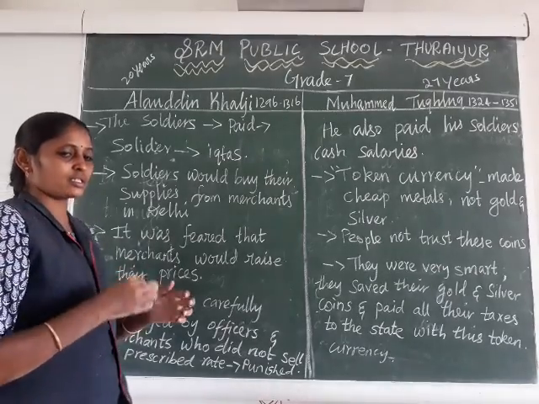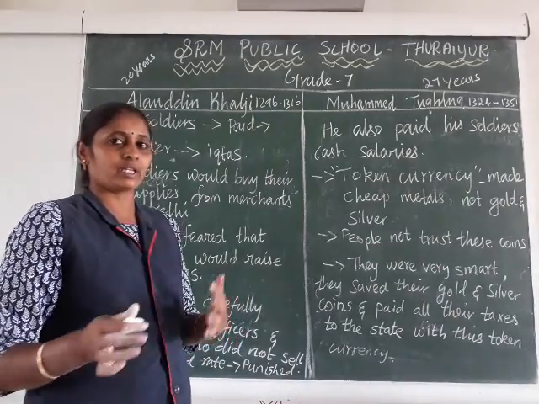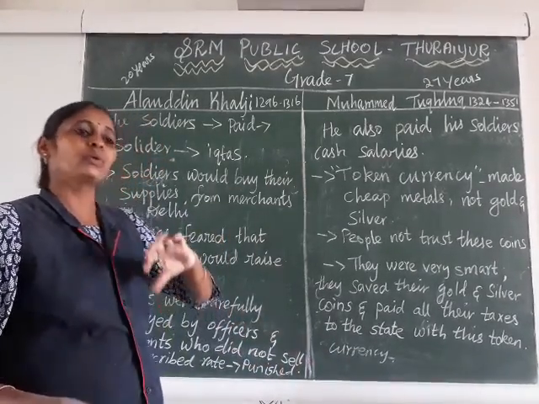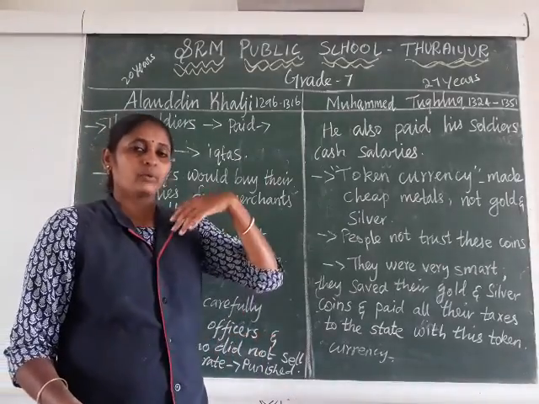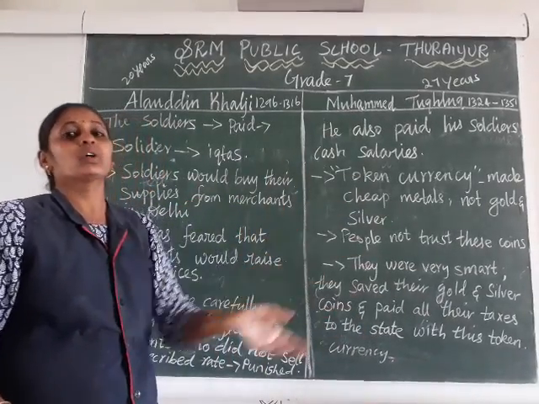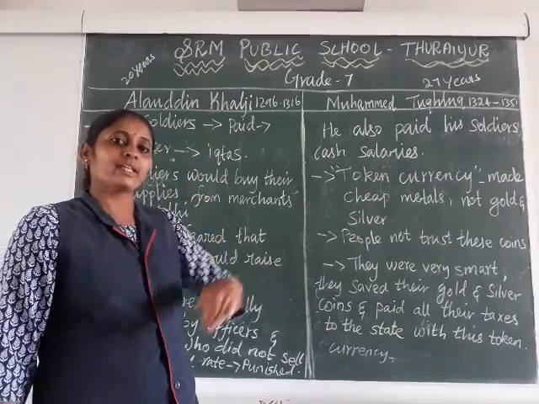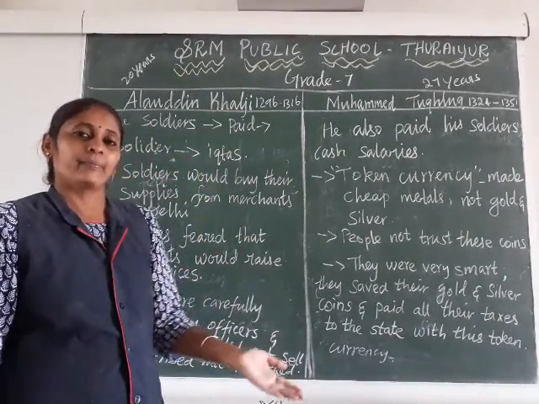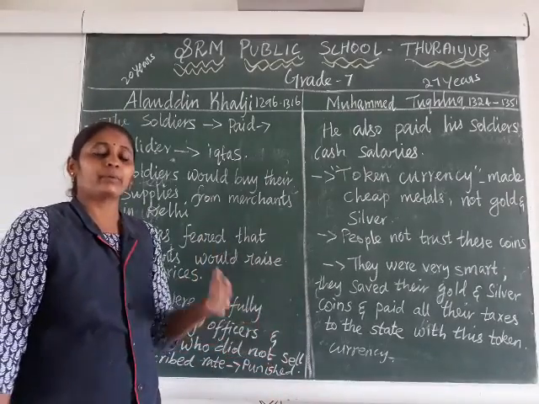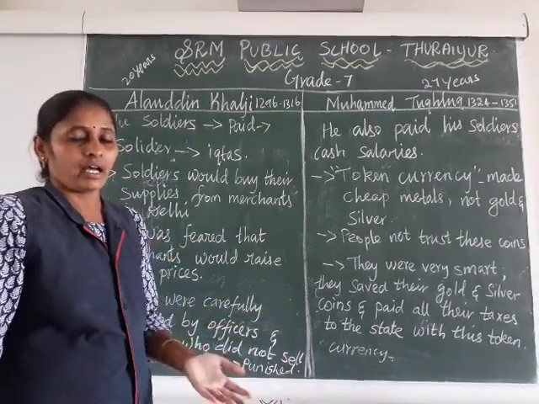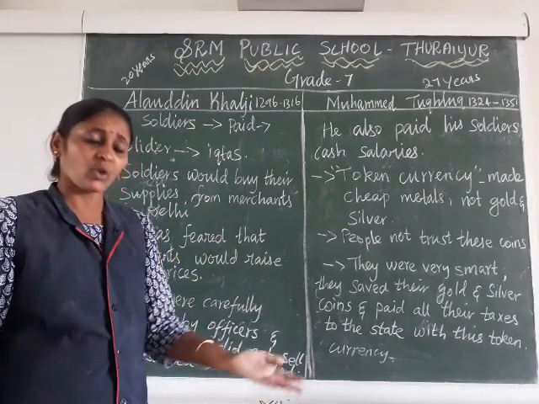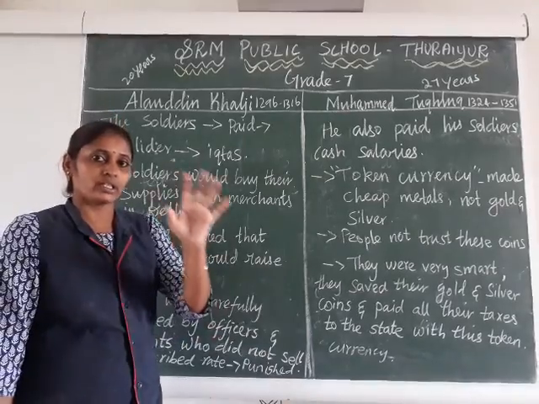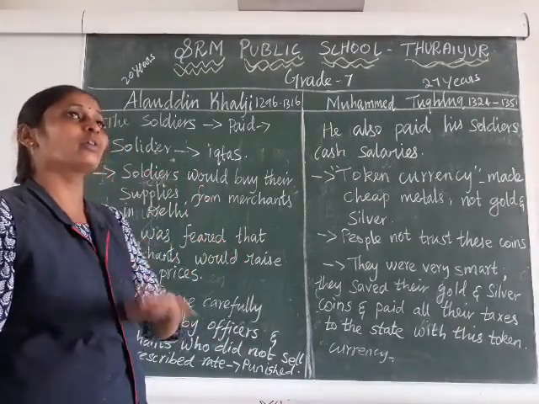Suppose the merchants think, we can raise the prices and sell like that. They could not, because they had to supply their goods to the soldiers. So at that time the price was controlled. The remaining people, other than the soldiers, were also not worried about price increases, because the price was not increased. They sold only at the rate the government fixed.